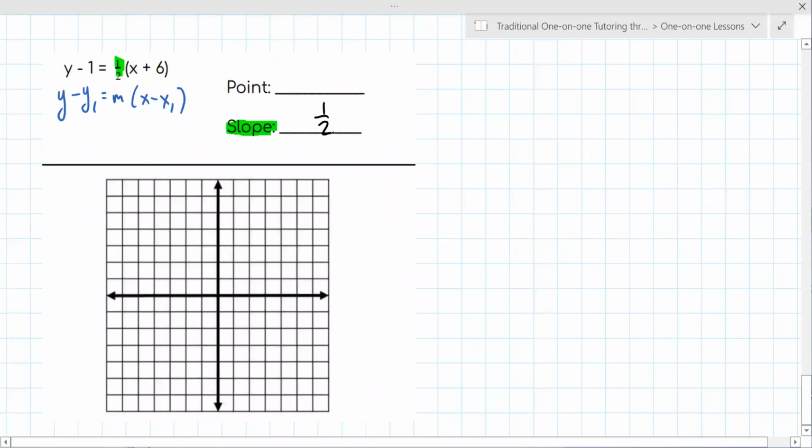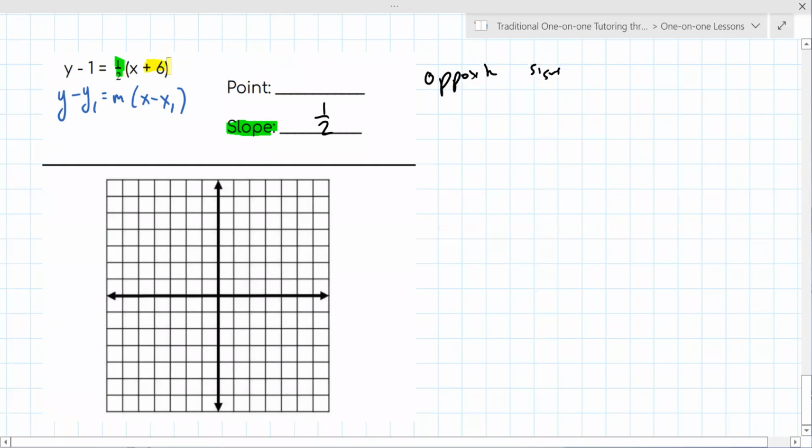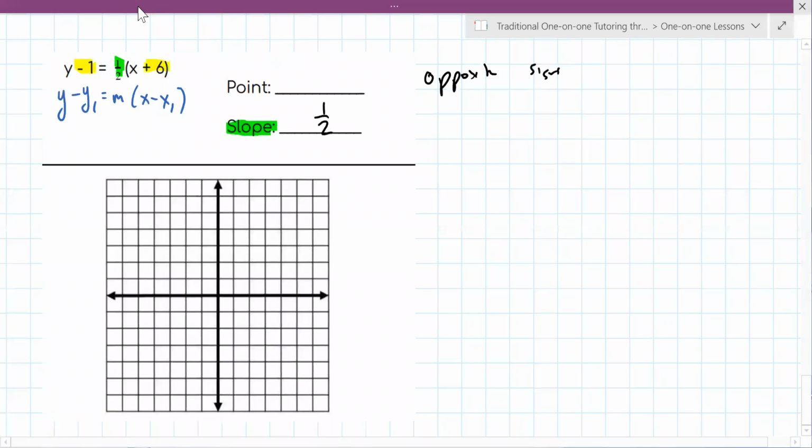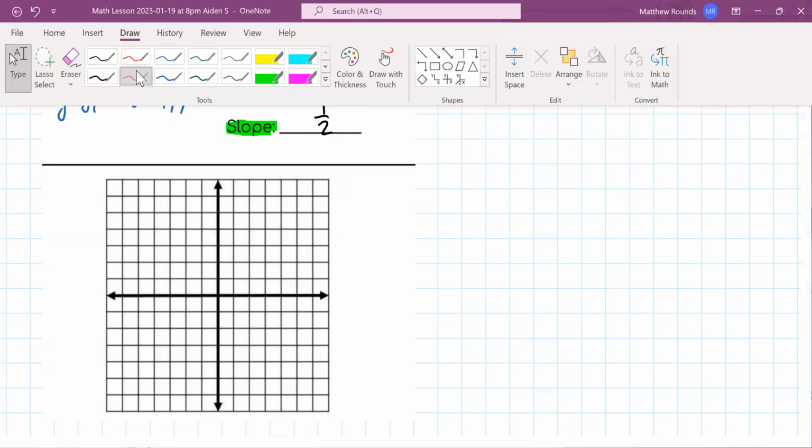Now the point, remember, it's opposite signs. So when you look at this +6, what should you change that to in the point? It's always opposite signs. So it's the opposite of 6. It ends up being -6, comma, and instead of -1, it's +1. No, I know we're going a little quick here, but we're running out of time.